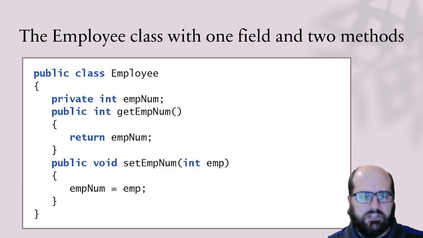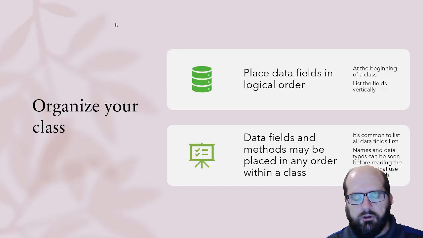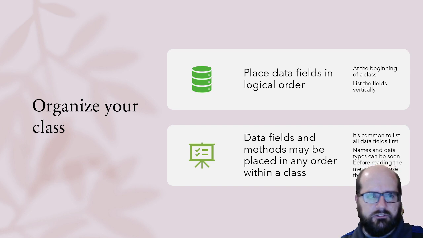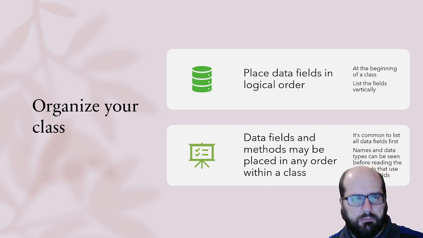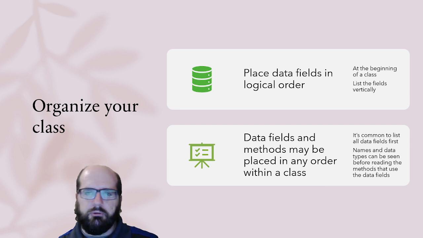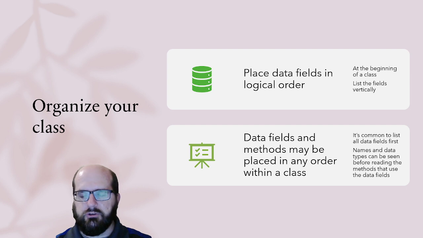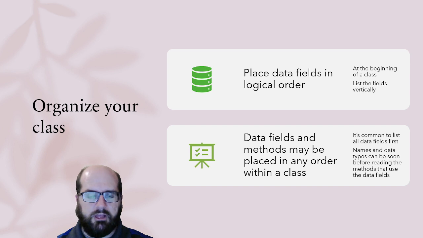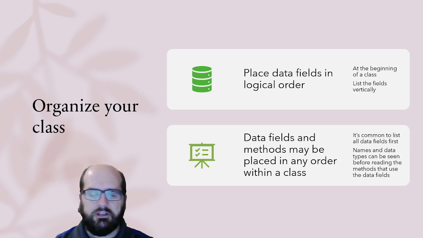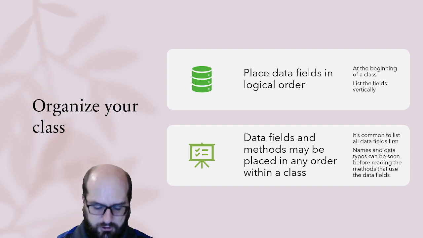So of course that's what it looks like here. When you're creating methods like this, you need to make sure that you do a couple of things. One, that you place data fields in logical order at the beginning of the class and list the fields vertically. Data fields and methods may be placed in any order within a class, but it's common to list all the data fields first. Names and data types can be seen before reading the methods that use the data field, and that's why we put them all at the top of the class.